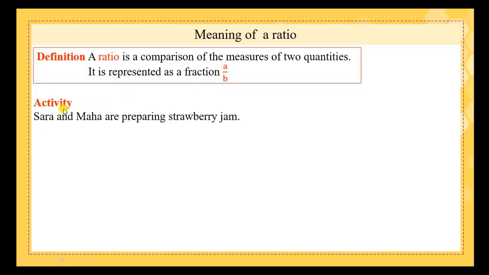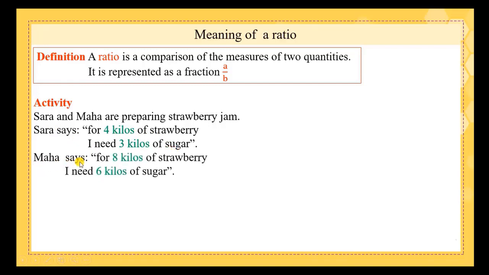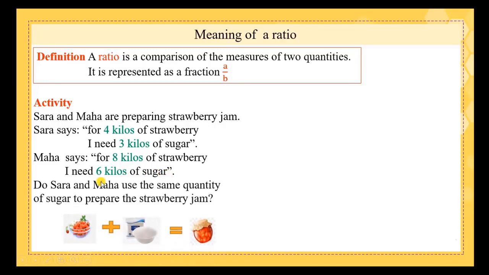Start to read the activity. Sarah and Maha are preparing strawberry jam. Sarah says, for 4 kilos of strawberry, I need 3 kilos of sugar. Maha says, for 8 kilos of strawberry, I need 6 kilos of sugar. Do Sarah and Maha use the same quantity of sugar to prepare the strawberry jam? Please pause the video and solve the activity.